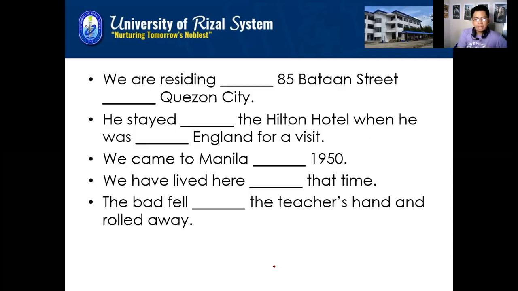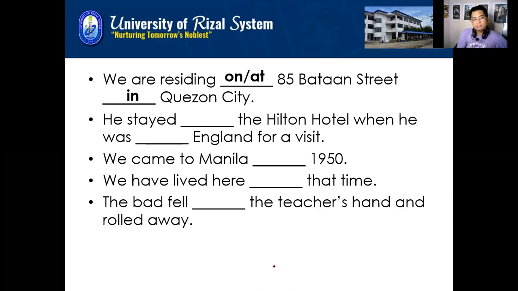So these are the key to corrections. So we are residing on or at. Just like we mentioned, "at" can be used when referring to a specific place, so it's acceptable to use either "on" or "at". Since it is a street, we use "on". In Quezon City, because we are referring to a city, we use "in".